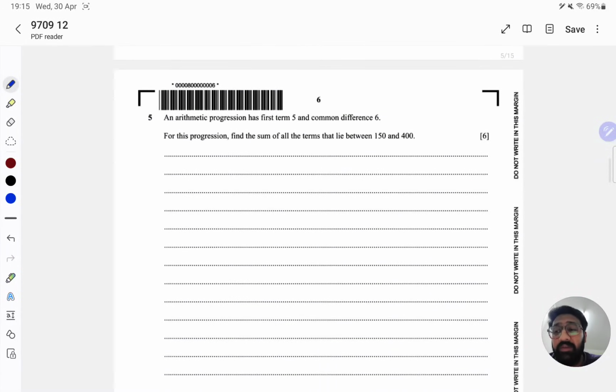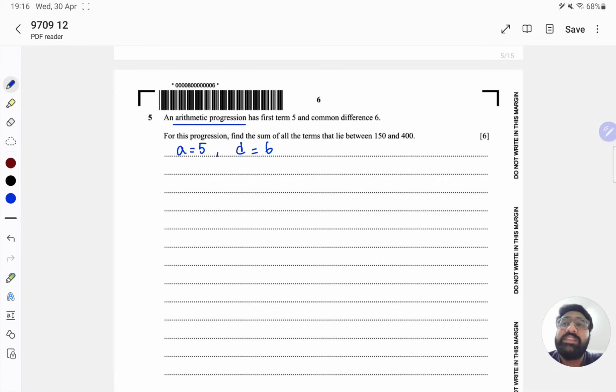Okay, question number 5. The question says an arithmetic progression has the first term 5. So the value of a is 5. The common difference d is 6. He says that for this progression, find the sum of all the terms that lie between 150 and 400.